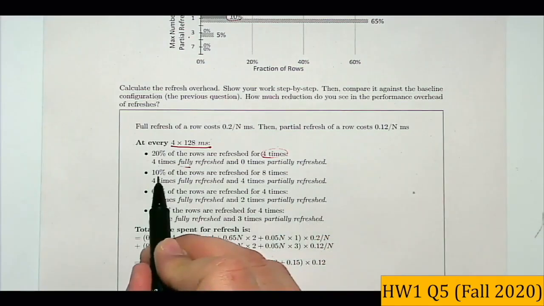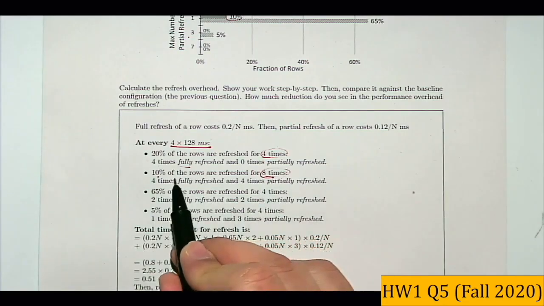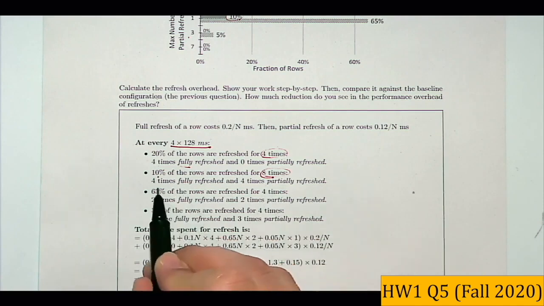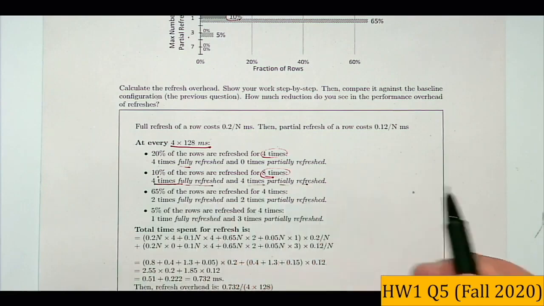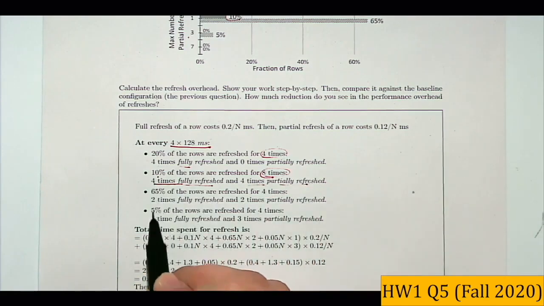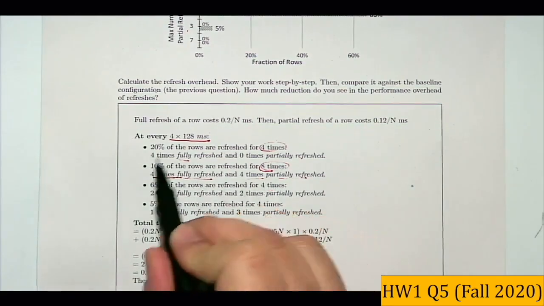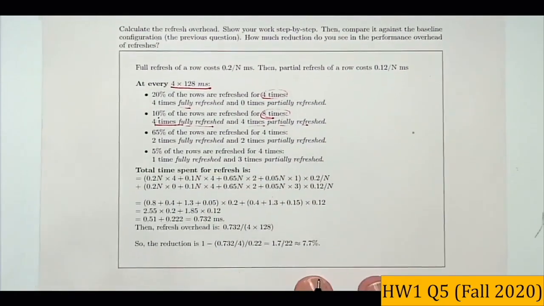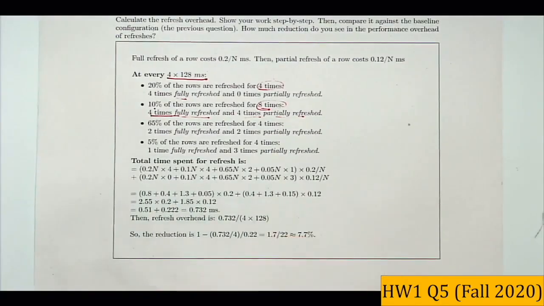And for 10%, I refresh them 8 times because this was 64 milliseconds in refresh interval. And half of them, I mean four of them are full refresh, 4 of them are partial refresh. And you just go like this. And then when you just convert these text to mathematical representations, then you get these equations here.